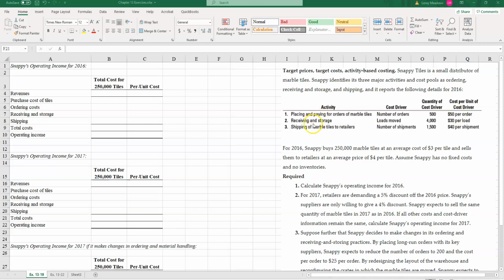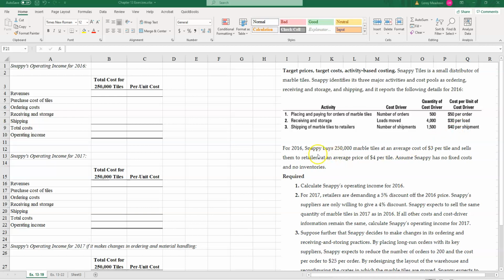Then we have receiving and storage. The cost driver, or the allocation base, is loads moved. We expect to do 4,000 of those, at $30 per load. Shipping of marble tiles to retailers. The cost driver is the number of shipments. We expect to do 1,500 of that activity, and each shipping is going to be $40 per shipment.